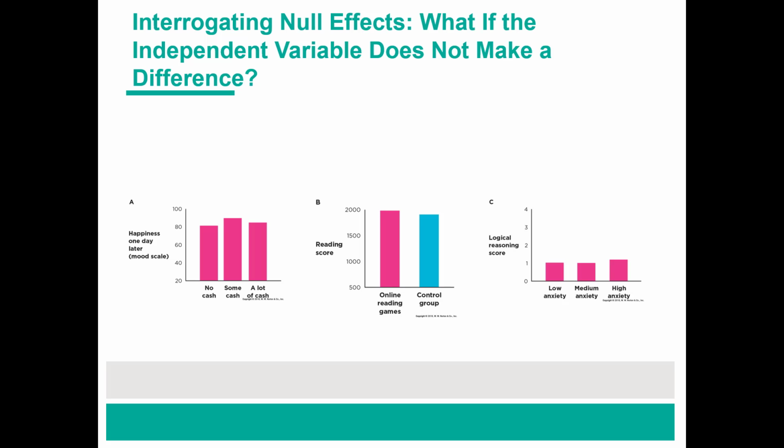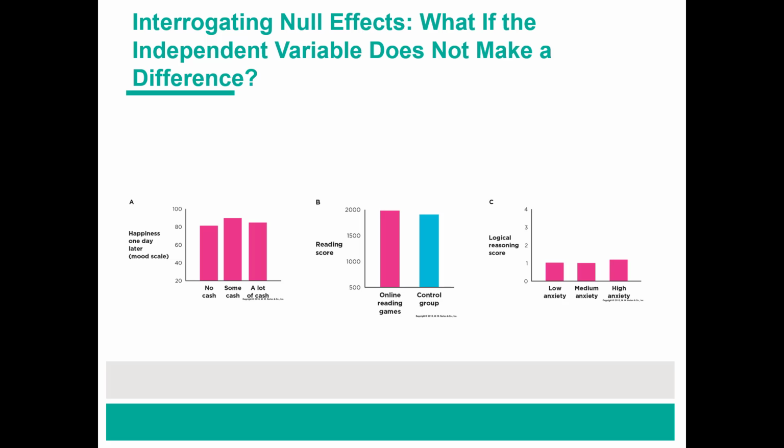The three graphs in this figure all come from post-test only designs. However, null effects can happen in pre-test post-test designs, in within-group designs, and even in correlational studies. In graph A, money didn't cause participants to feel happier. Why? In graph B, taking a GRE prep course didn't have a significant effect on GRE scores. Again, why? In graph C, anxiety didn't affect logical reasoning scores.